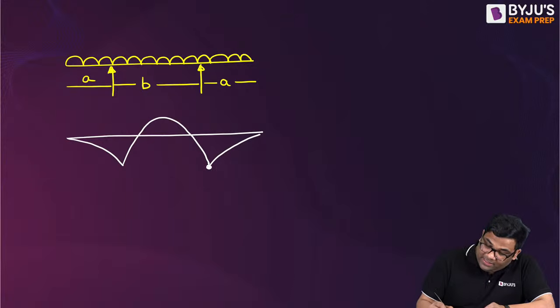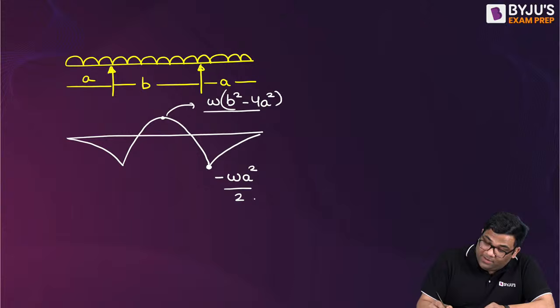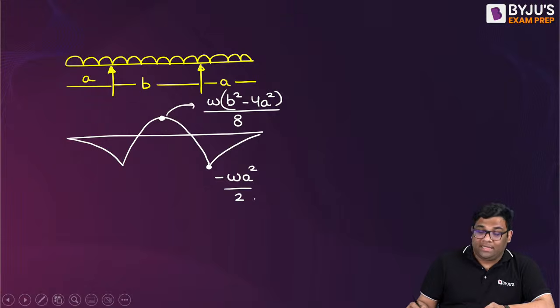And the bending moment here will be minus W A square by 2. And the bending moment here will be W times B square minus 4A square divided by 8. So we can say this is the maximum possible bending moment and this is the maximum negative bending moment.